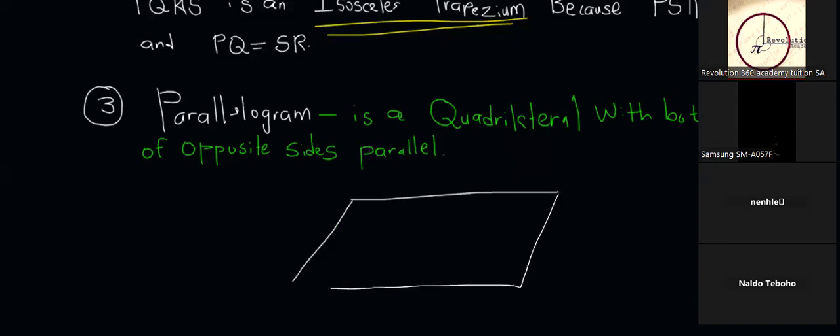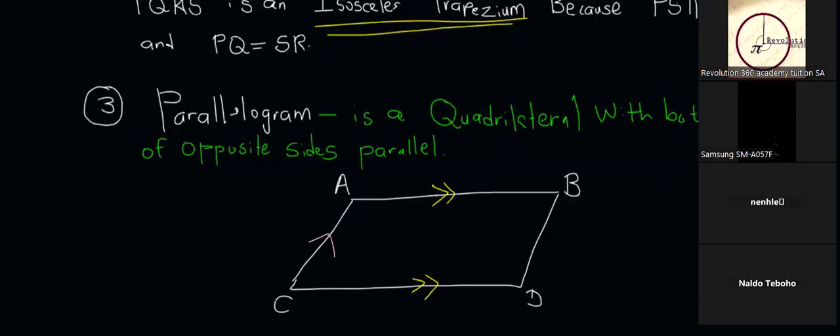So that's going to be A, B, C, D. Then this side is parallel to this side. And then this side is going to be parallel to that one. So you must know this by heart. All this, what I'm saying, you must know it.